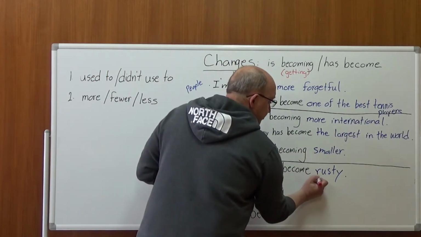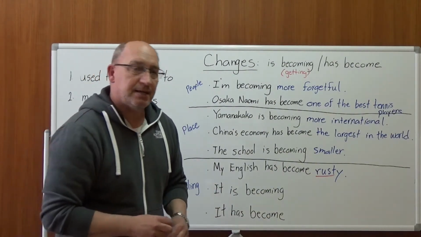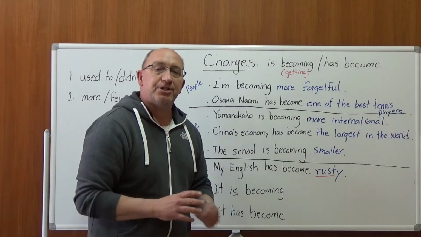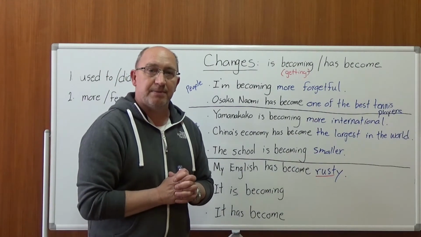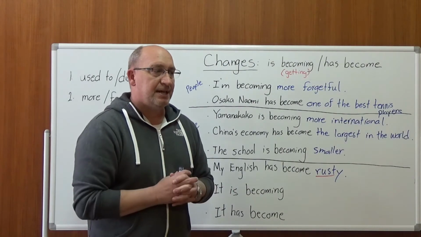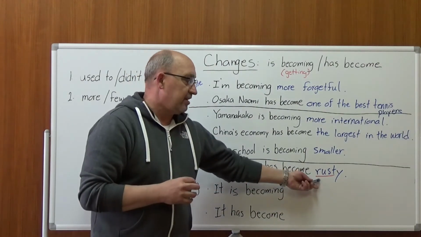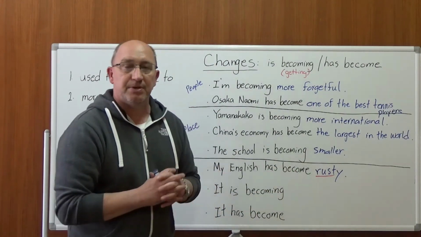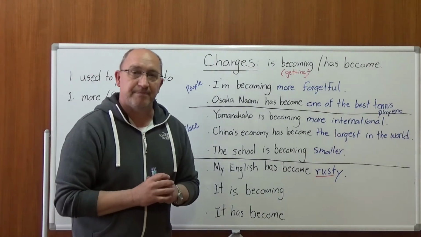Of course, the word rust in Japanese is sabi. And like any machine or a bicycle or something that you don't use for a long time, it accumulates rust. And maybe it's a little difficult to use. But we can also use it about, for example, English. My English has become rusty. I have not used it for a long time.